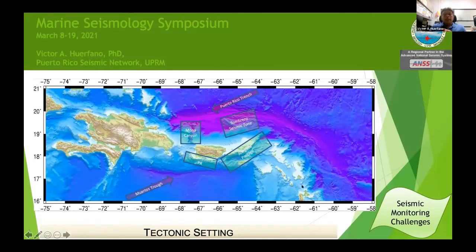Here is the problem. You can see the island of Puerto Rico and the Virgin Islands, and a couple of fault systems around. The prominent fault systems are offshore. That's the main problem that we have here in the island. Most of the big events historically happen in those faults offshore. In the north is the Puerto Rico Trench, in the south is the Muertos Trough, but we have many more offshore faults. So we have a problem because we need to detect and we need to monitor those faults that are outside the island.